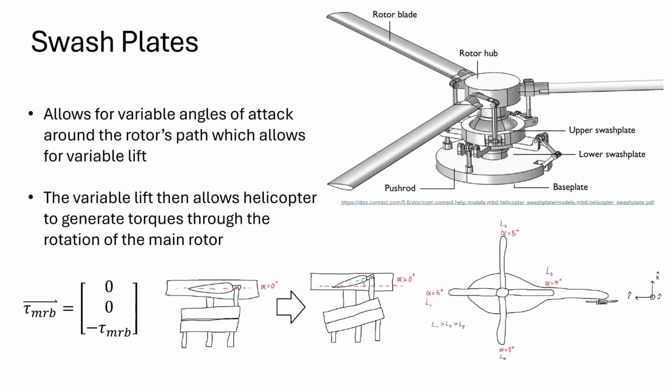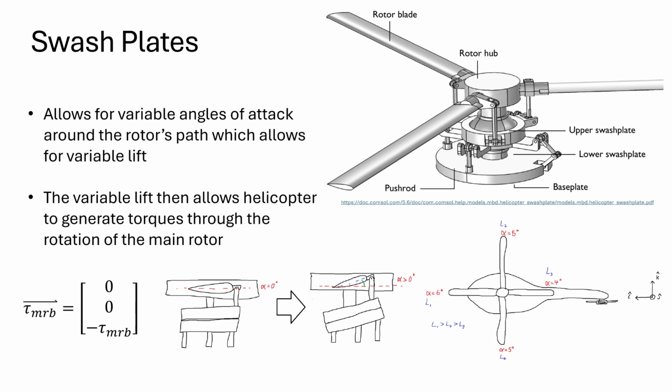Now we need a bit of an explanation of what a swash plate is in order for us to explain the torque from the swash plate and why it helps us out. So essentially the swash plate is two plates next to each other, one lower swash plate which is non-rotating that has three push rods that can move it in any direction, and then an upper swash plate which rotates with the blades and is then connected to each helicopter blade and controls the angle of attack of that blade.